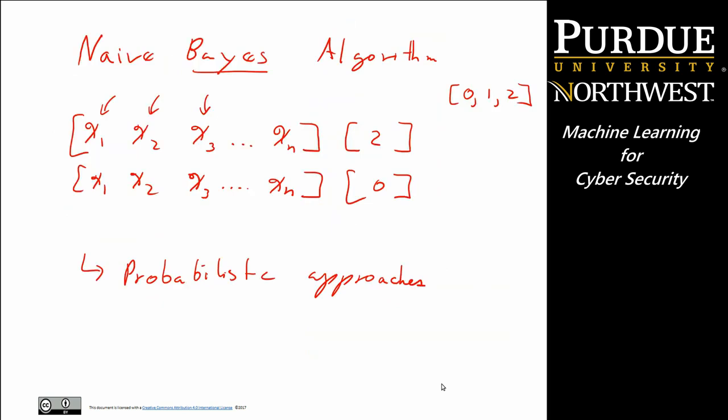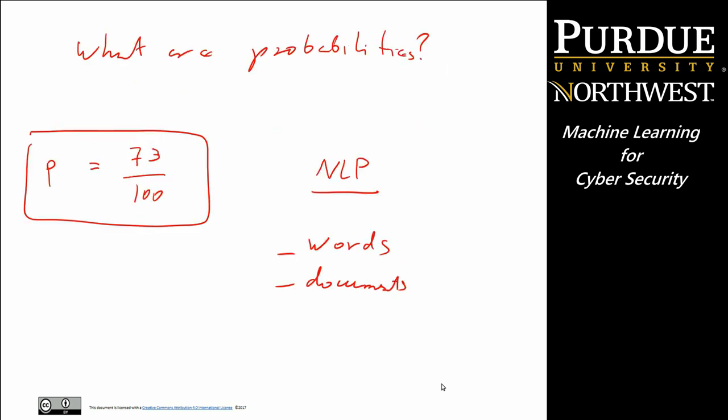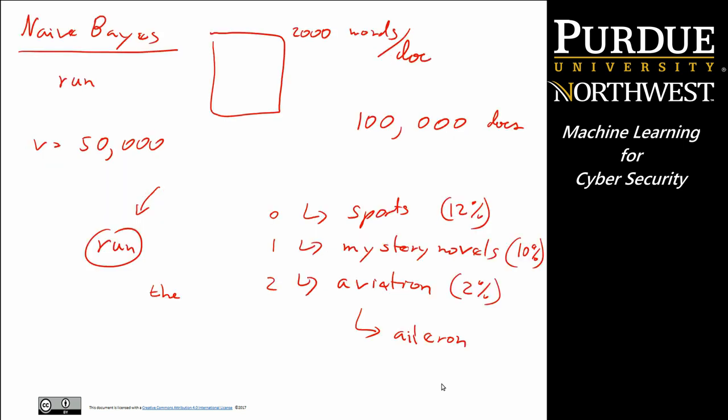So this is naive Bayes. This is the algorithm, right? It's got the features there and the classes, but you take a probabilistic approach, kind of like a count. So what are these probabilities? I'm going to give you an example with words and documents.